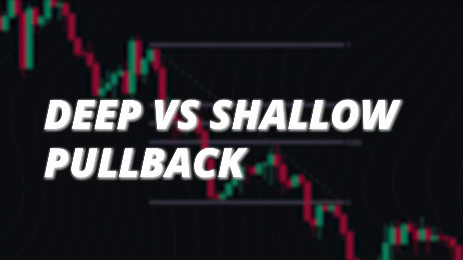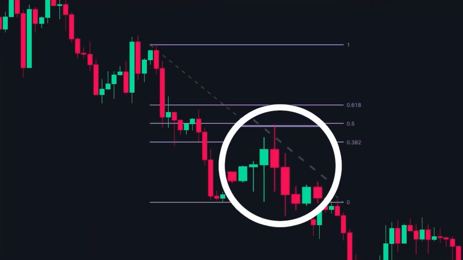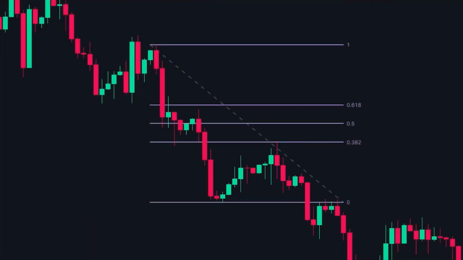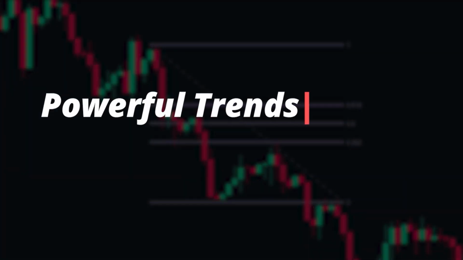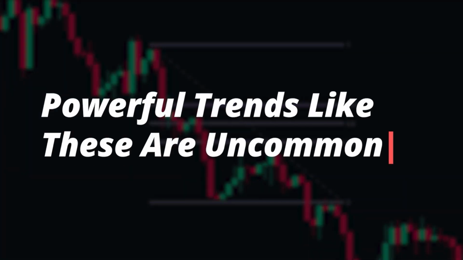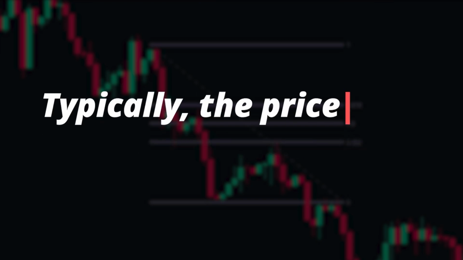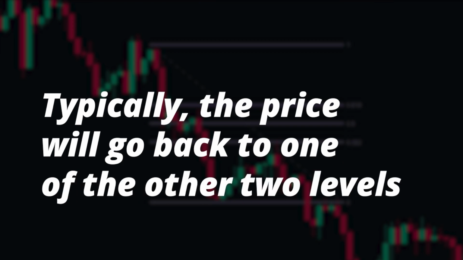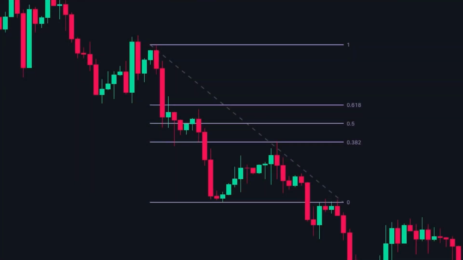Deep versus shallow pullbacks. A pullback down to the 38.2% retracement level indicates that the trend is strong. Such pullbacks are sometimes viewed as opportunities, generating enthusiasm among traders seeking to capitalize on the current trend. However, powerful trends in which the price only returns to the 38.2% level are uncommon. Typically, the price will go back to one of the other 2 levels. Therefore, it is best to avoid relying only on the 38.2% level.